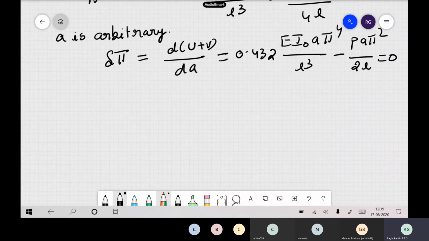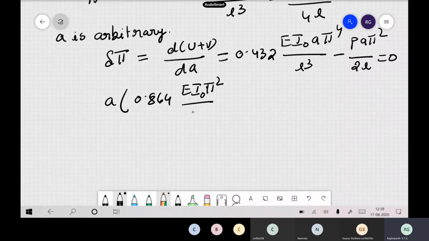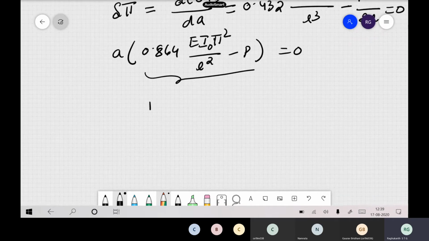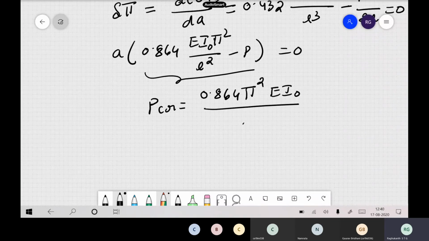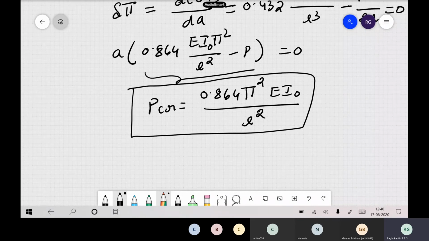So you solve this for A, so you will get A into 0.864 E I naught pi square by L square kind of a thing, minus P is equal to 0. Since A is arbitrary, this has to be equal to 0. So which means your P critical turns out to be 0.864 pi square E I naught by L square. So this is how we obtain the buckling load for this stepped column.